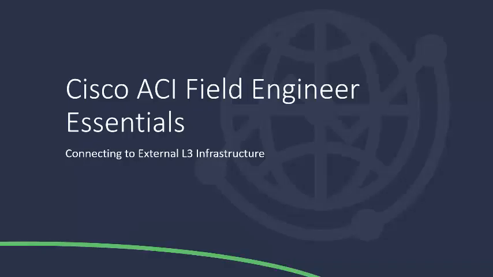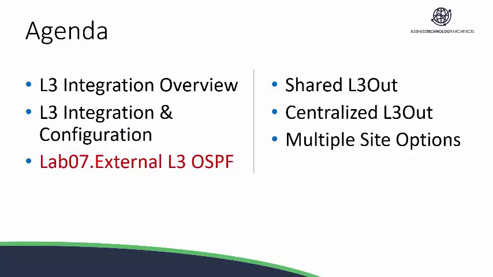We will continue with connecting to an external layer 3 infrastructure. Here we'll go over layer 3 integration and an overview. It's very straightforward with ACI, so we're not going to deep dive into route switch, but we're going to go over how ACI manages route switch connections: OSPF, EIGRP, BGP.